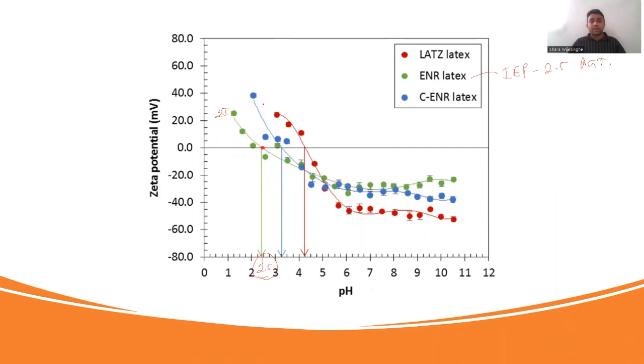Okay. Then for this one, that cannot be concentrated, that should be carboxylated. This C is for carboxylated epoxidized natural rubber, right?